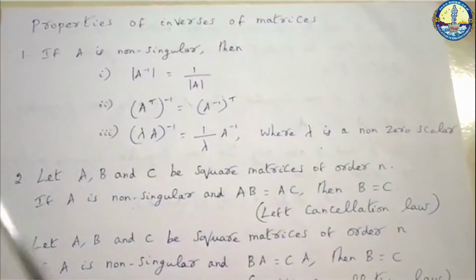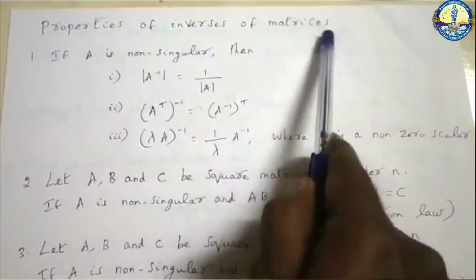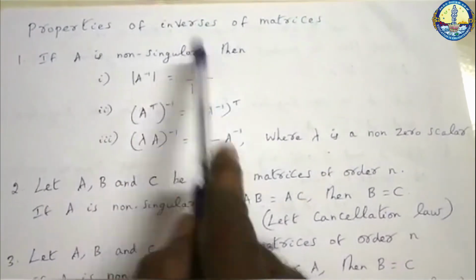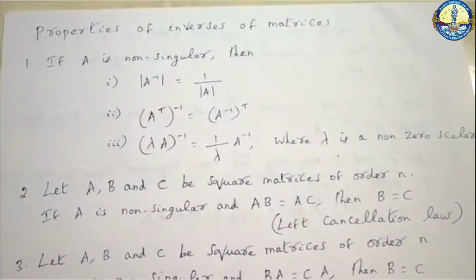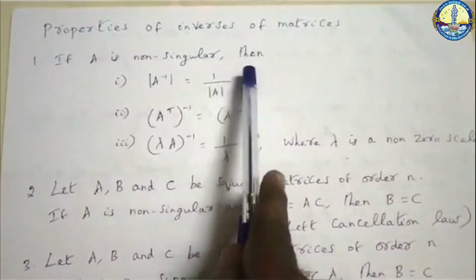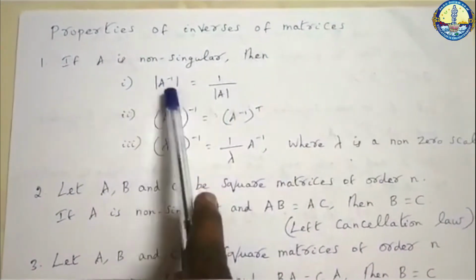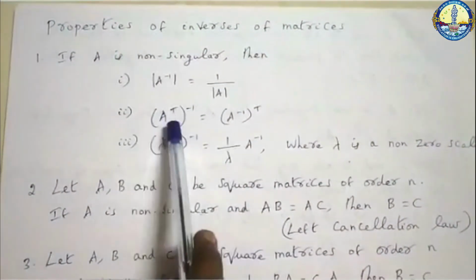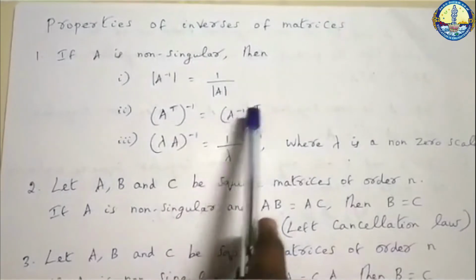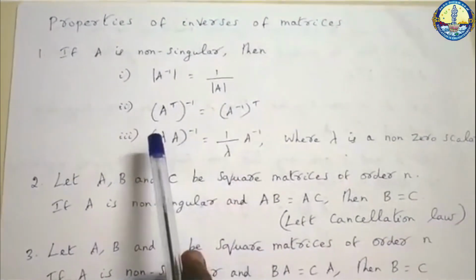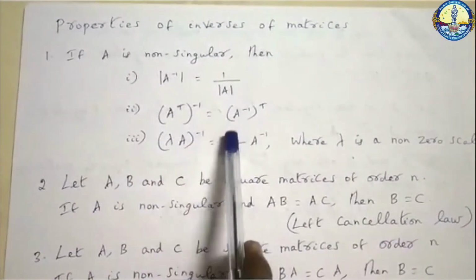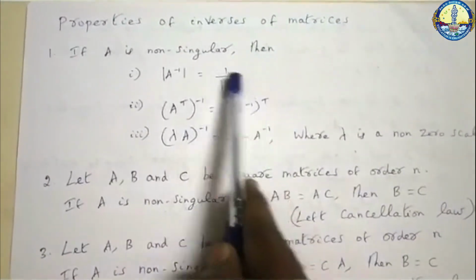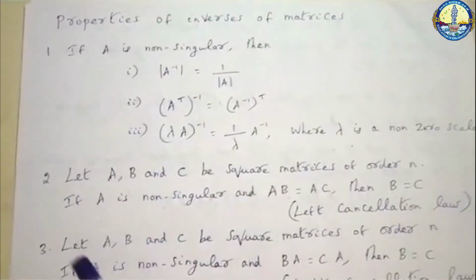Now we are going to see some important properties of the inverse of a matrix. If A is a non-singular matrix, meaning the determinant is not equal to 0, then determinant of A inverse equals 1 by determinant of A. Then (A transpose) inverse equals (A inverse) transpose. And (lambda A) inverse equals 1 by lambda into A inverse, where lambda is a non-zero scalar. This result will be helpful to solve problems.